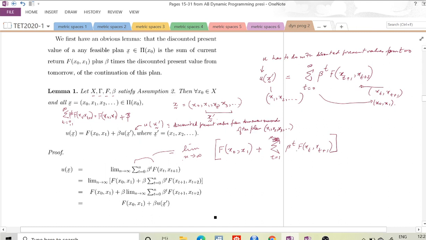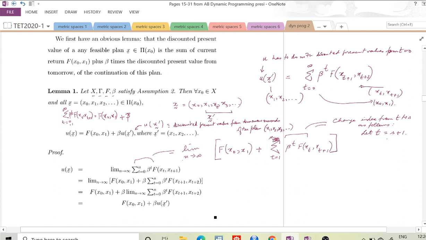Let me say that instead of this, I want a summation that starts not at 1, but at 0. Okay, so let me change the index from t to s as follows. So let t be s plus 1.